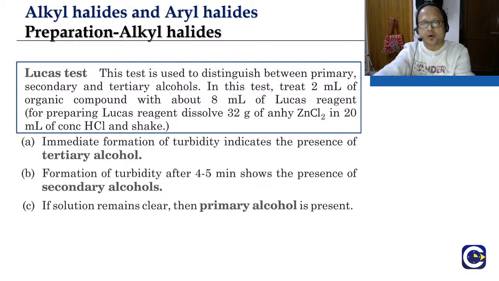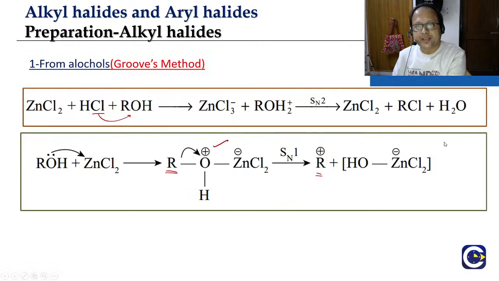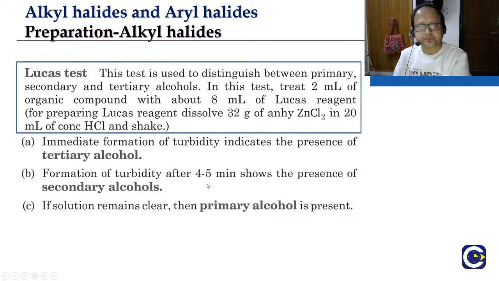Okay, so now let us try to understand what is this Lucas test that helps us in distinguishing various alcohols, primary, secondary and tertiary. You will study this in the alcohols chapter also, but since we are already preparing alkyl halides from the alcohols, so let's talk about it. The reagent that we used here in Groove's method is your Lucas reagent only.